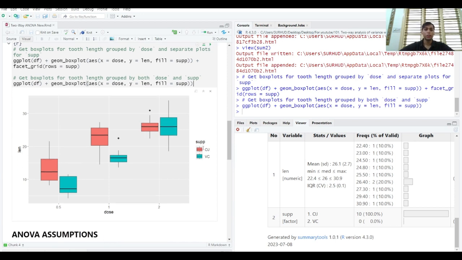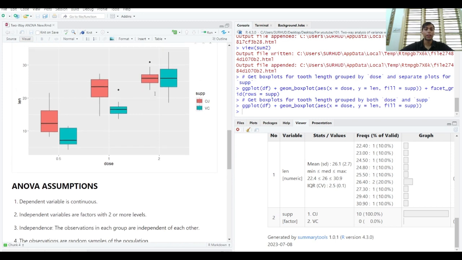And we can see that those guinea pigs who were given orange juice, 0.5 or 1 milligram per day, had a higher median tooth length. But there seems to be no apparent difference in the median tooth length in those who were given 2 milligram per day. So those who were given 2 milligram per day, the method of delivery is not apparently different. But those who were given 0.5 and 1 milligram per day, orange juice seemed to be better in increasing their tooth length. So these are all speculations, and we need to statistically prove these findings from our exploratory data analysis.